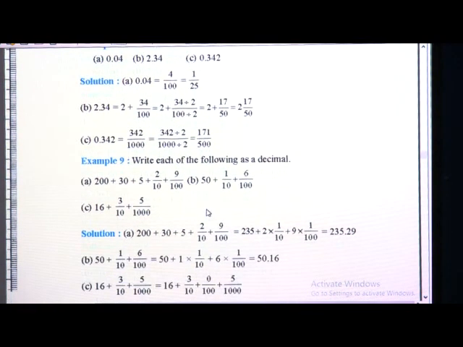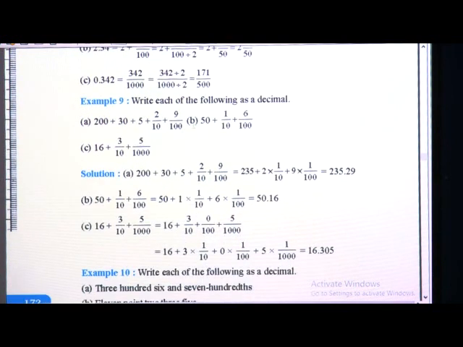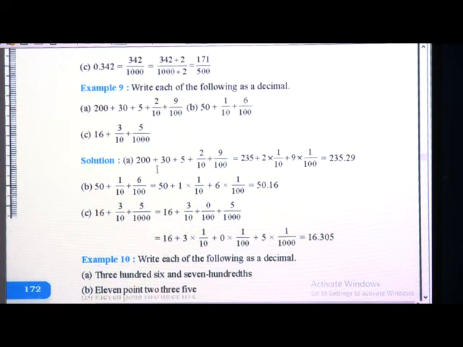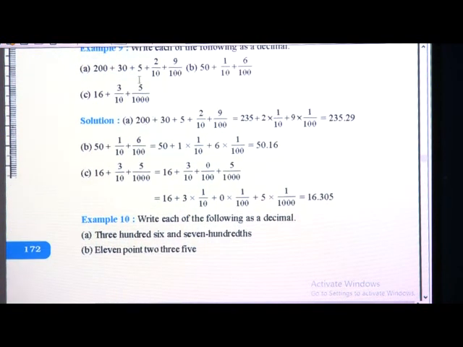Example 9. Write each of the following as a decimal. Now, we need to write the following as a decimal. See, we have this question first, that is 200 plus 30 plus 5 plus 2 by 10 plus 9 by 100. So, we know 200 plus 30 plus 5 is 235.